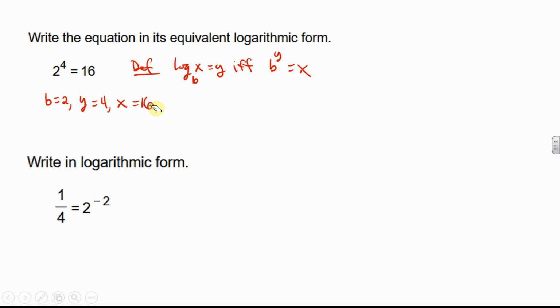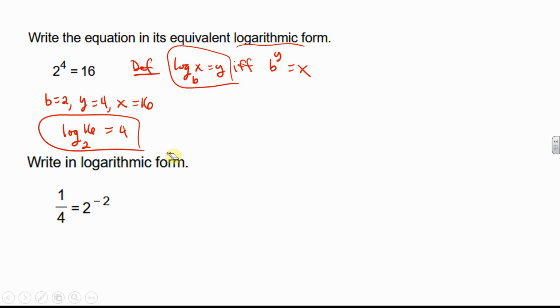So I'm going to convert this now. It says write this in its log form. So this is the log form here. This becomes log base b, here that's 2, of the 16, that's x, that's equal to 4, the exponent. Right? And you'll type that in MyMathLab. Okay.